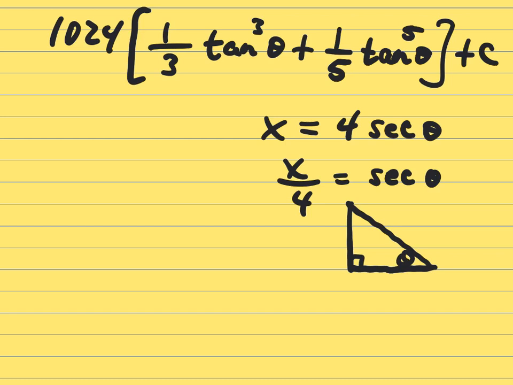Secant is hypotenuse over adjacent. Think of it as the reciprocal of cosine. Cosine's adjacent over hypotenuse, so the reciprocal of that is hypotenuse over adjacent. And once you know 2 of the 3 sides of a right triangle, the Pythagorean theorem will give you the third. So the leg on the left side is going to be the square root of x squared minus 4 squared, which is 16.